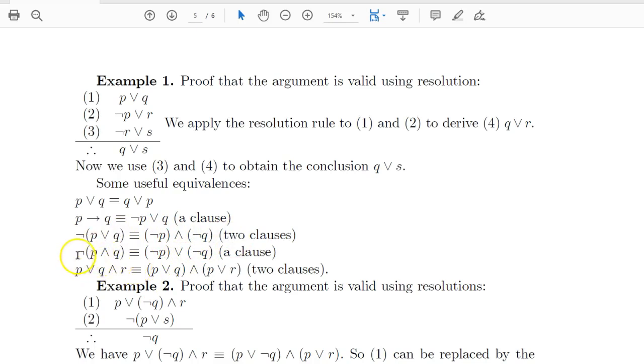And similarly, the negation of P and Q is equivalent to not P or not Q, according to the De Morgan law, and this is a clause. P or (Q and R) is equivalent to (P or Q) and (P or R), so we can replace this with two clauses. This equivalence is called distributive law.